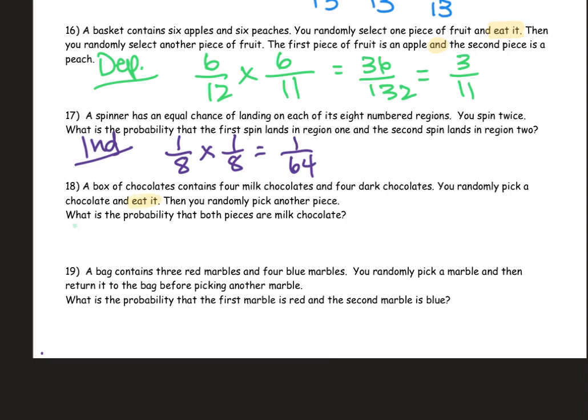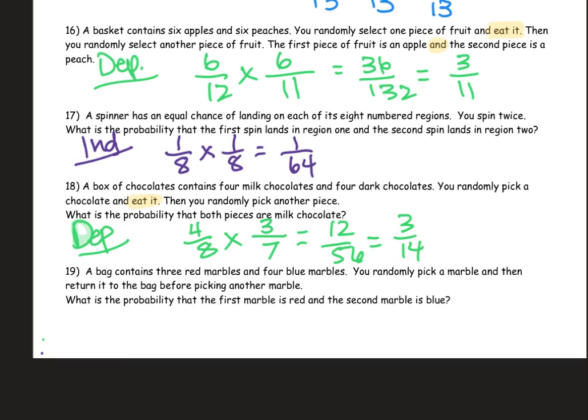Okay, this is going to be dependent because I ate it. So my second choice depends on what I did in my first choice, okay? So the probability that you have a milk chocolate is 4 out of 8. I'm going to multiply that by, now I have one less chocolate. I'm assuming I ate a milk chocolate already, so there's 3 that are left, okay? So 12 over 56 simplifies to 3 over 14.